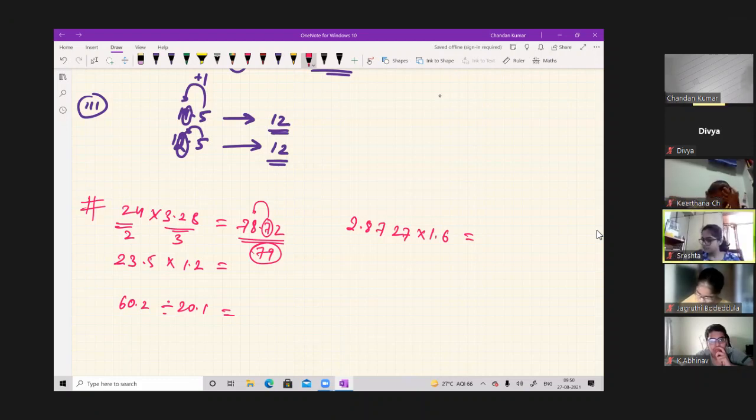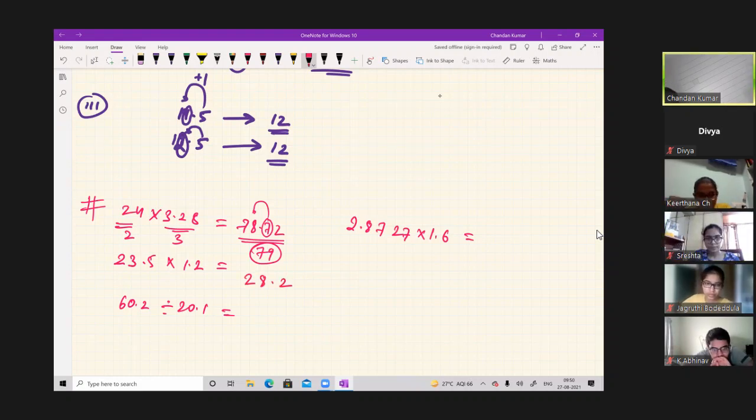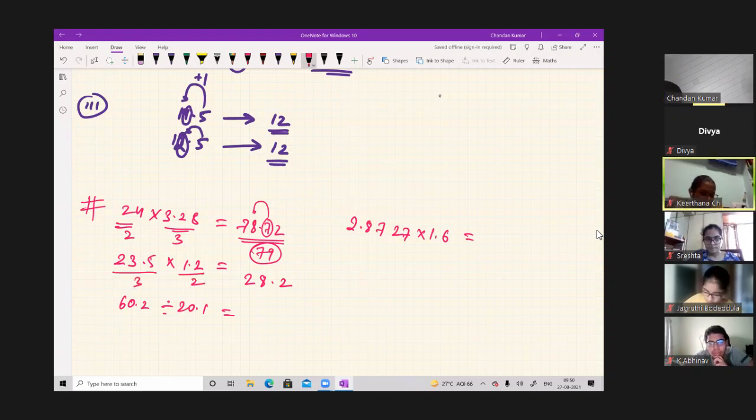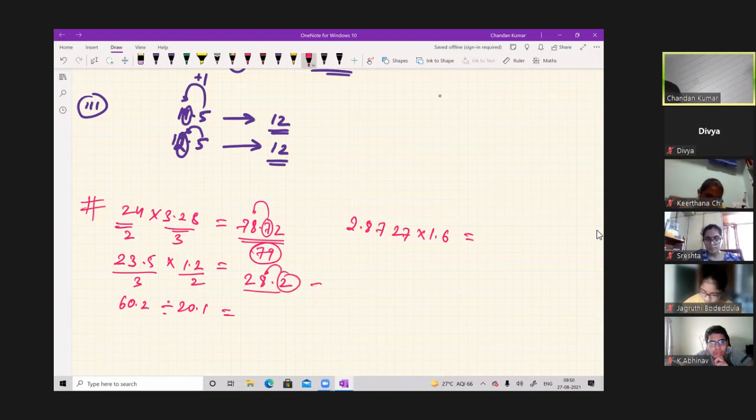This is going to be what? 28.2. Now this is 28, 2 significant figures. This is 3. So now we need to round it off into 2 significant figures. This is 2, so there will be no change here. So it will be 28.